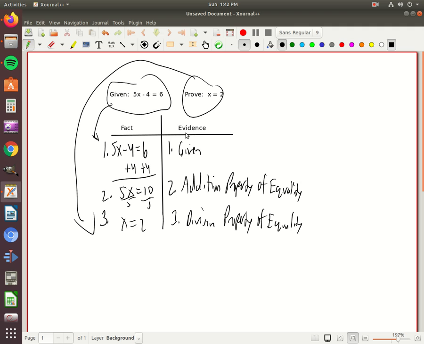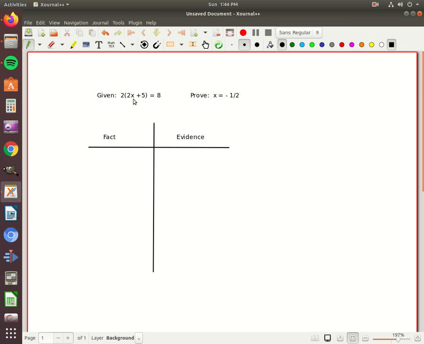I would say a plan to go through these things, and one of them is start with what is given and end with what you're trying to prove. I just think that sort of helps fill in what's missing. So let me go ahead and set up another one real quickly, and then hopefully we'll see where we're at. The next one we have is 2 times (2x + 5) equals 8, and we want to prove that x equals negative 1/2.